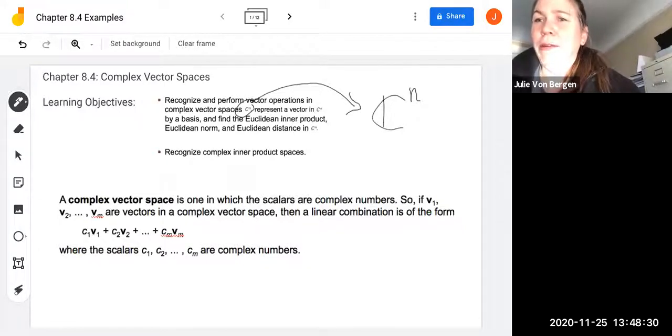And remember, complex numbers are in this form, real plus imaginary part, where the real part is just a real number A, and the imaginary part is a real number B multiplied by the imaginary number i.